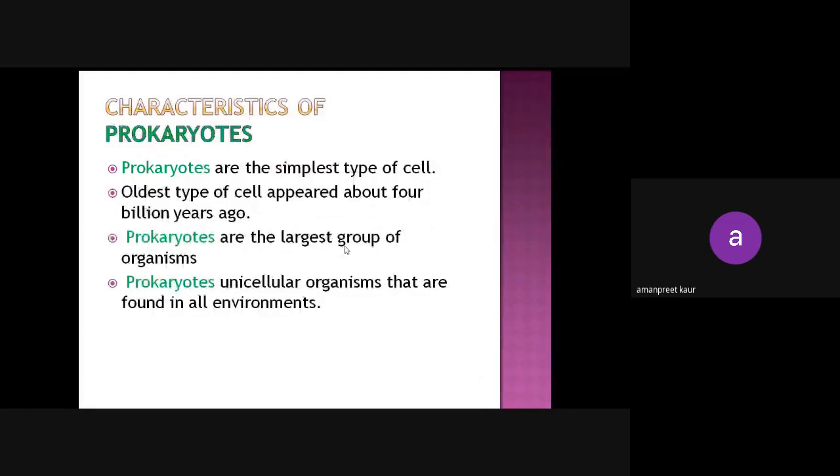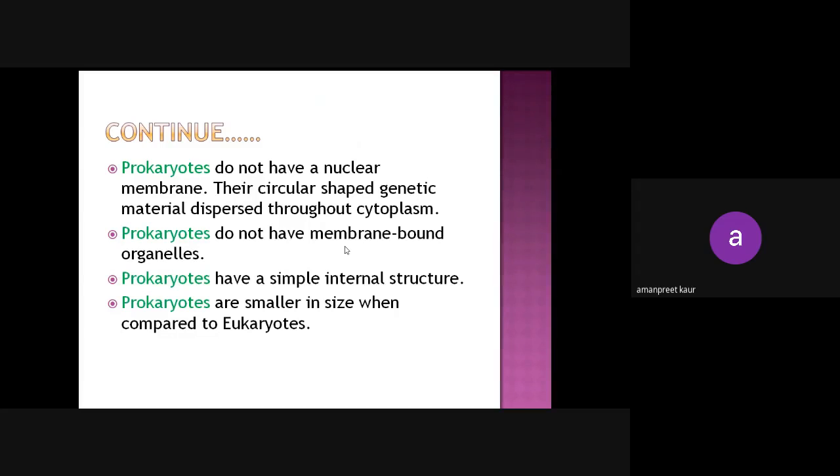The characteristics of prokaryotes: prokaryotes have the simplest type of cells. This type of cell appeared about 4 billion years ago. Prokaryotes are the largest group of organisms, being cellular organisms that are found in all kinds of environments. Prokaryotes do not have a nuclear membrane. Their circular-shaped genetic material is spread throughout the cytoplasm. Prokaryotes do not have membrane-bound organelles. They have a simple internal structure, and they are smaller in size when compared to the eukaryotes.